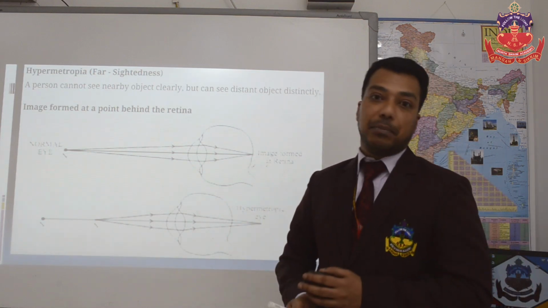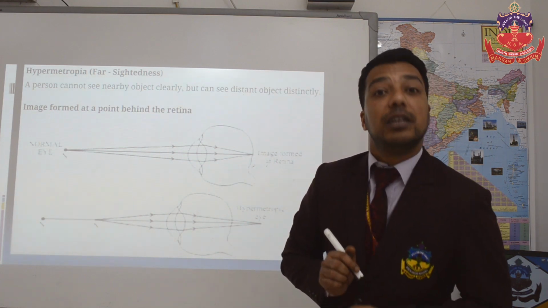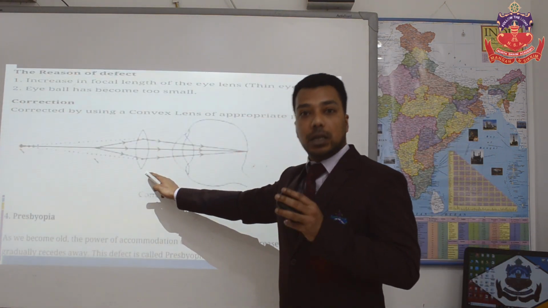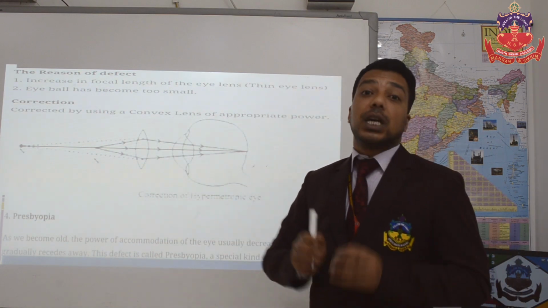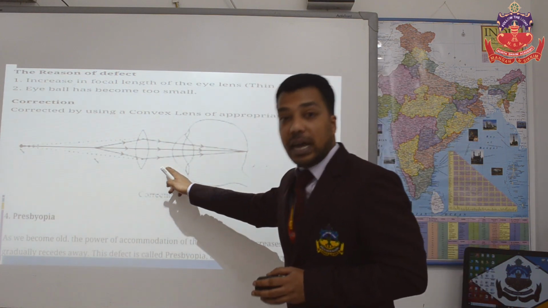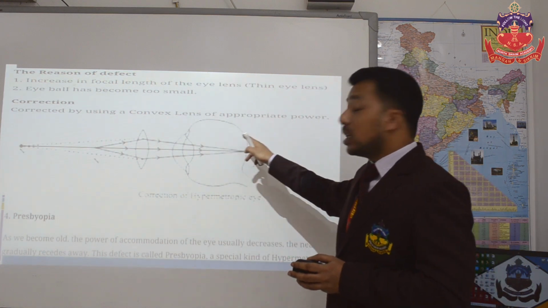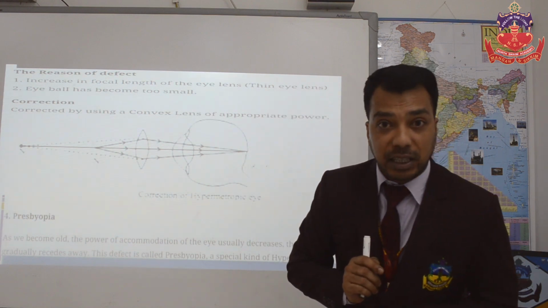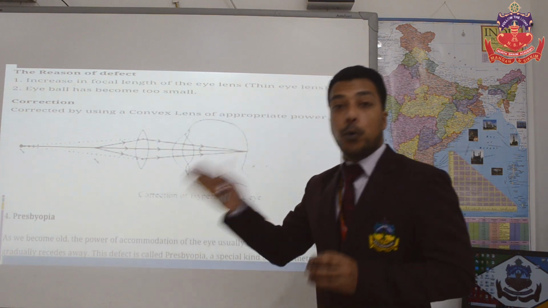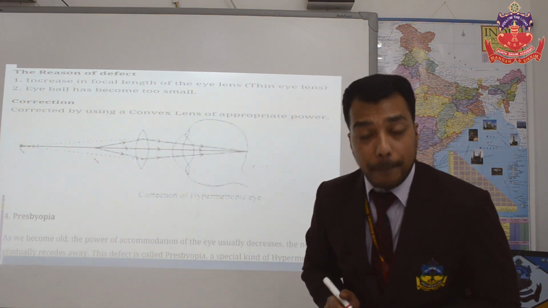So the correction can be done by placing a convex lens in front of the defected human eye. What the convex lens does is it converges the light a little bit further inside, and those converged light enter into our thin lens, and the light clearly falls on the retina, producing a clear image. So this is how we can get rid of the disease that is called hypermetropia.